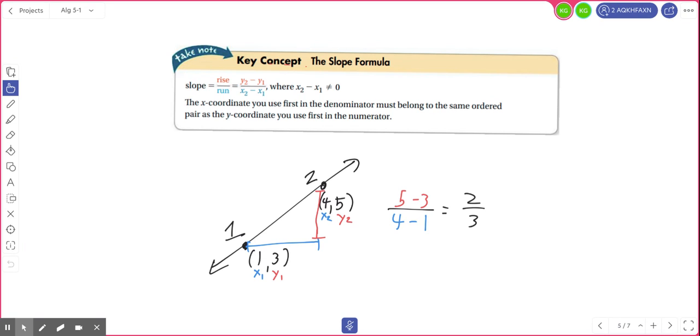And that's what this formula up here is showing you, that the slope is the rise over run, and that can be found by finding the difference of the y coordinates and the difference of the x coordinates. And here it says where x2 minus x1, which is the bottom part, is not equal to 0. Because if you have it equal to 0, your calculator will break. No, it won't break, but it'll tell you something is not right.